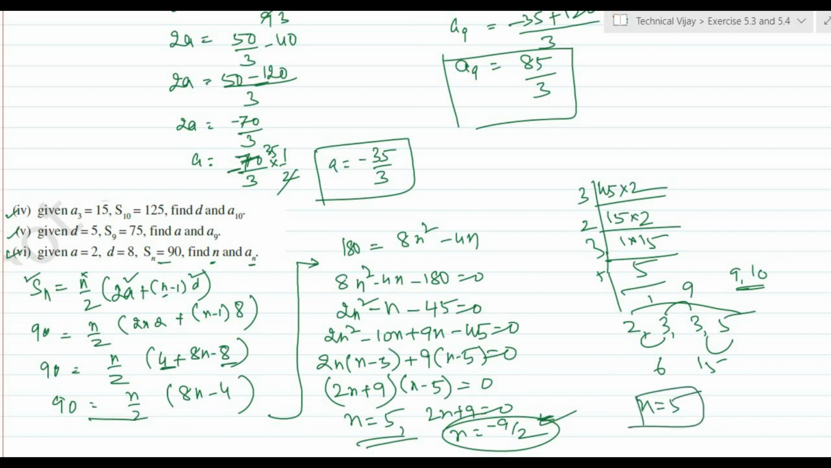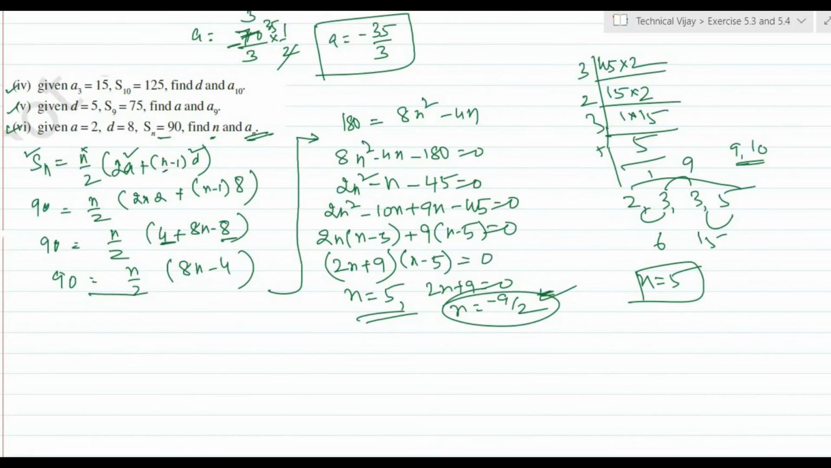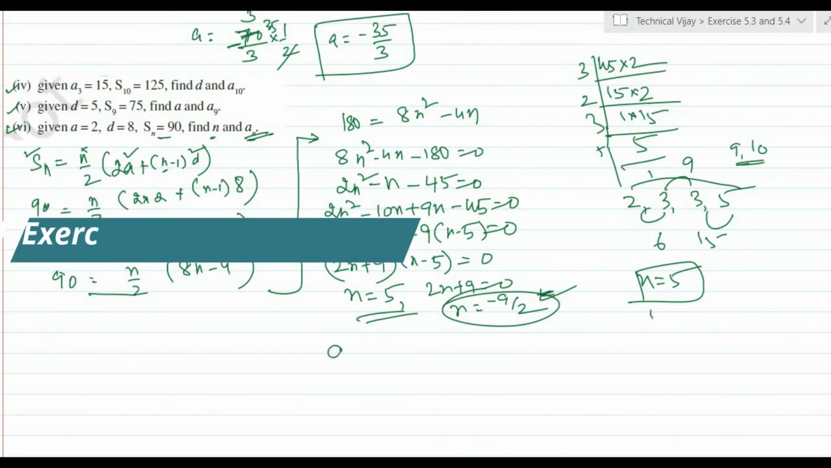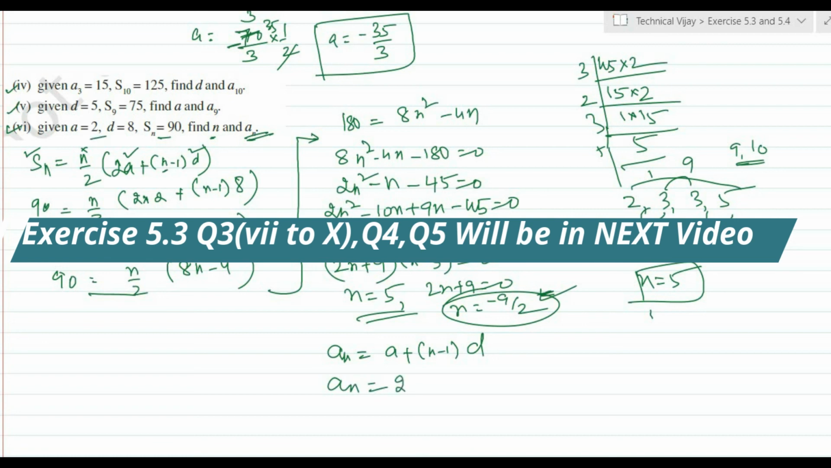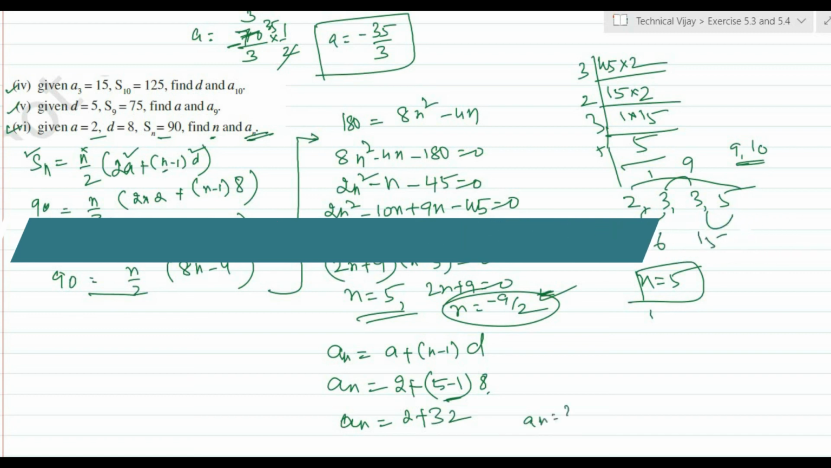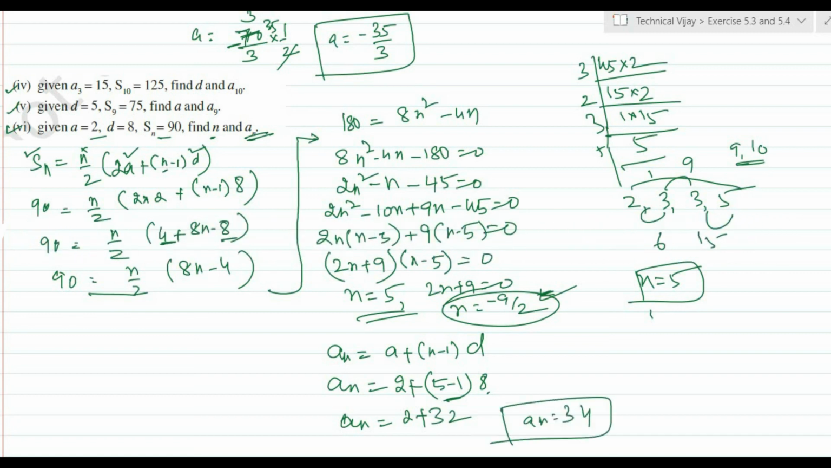So now we have to calculate an. Here we got n. So an is equal to a plus (n minus 1) into d. So an is equal to 2 plus (5 minus 1) into 8. So an is equal to 2 plus 4 into 8, 32. So an is equal to 34. Okay, this is the solution.